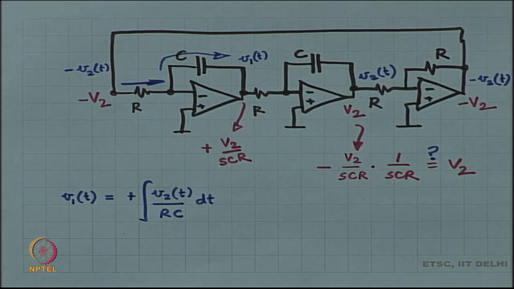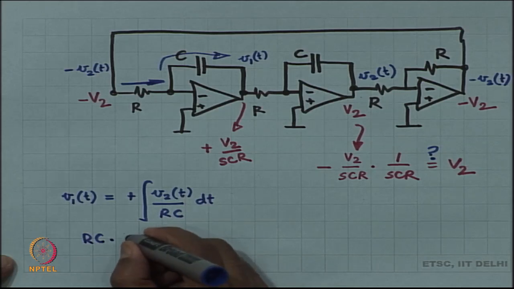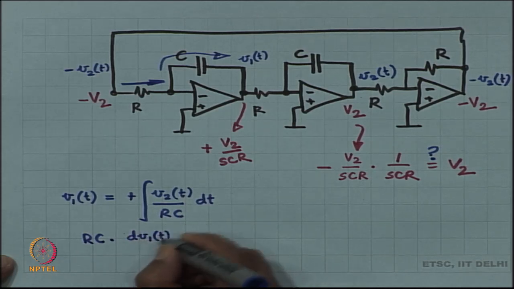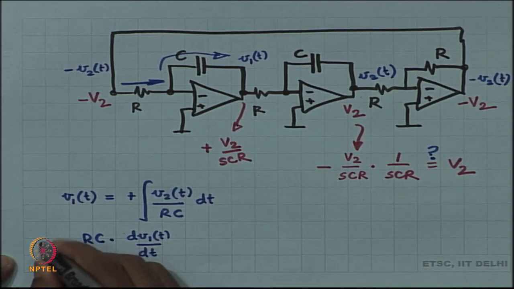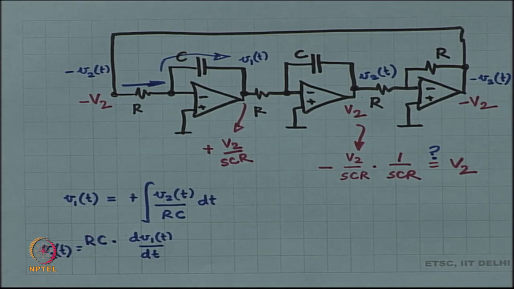All right. Now, a lot of times you do not feel nice with these definite integrals, right. So, you can write it in a slightly different way. You could write it as the differential of V 1, right. So, if I do R C times d V 1 t dt, then that will be V 2.